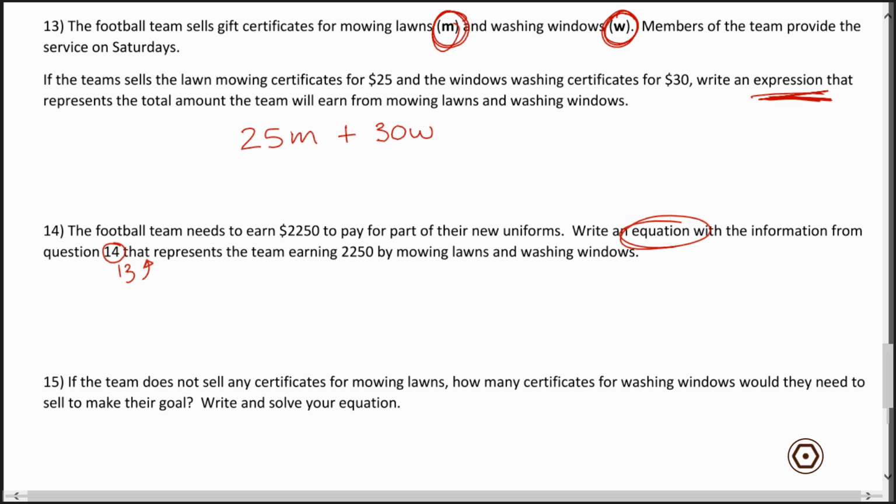Big difference between an expression and an equation. An equation has an equal sign, an expression does not. So I'm going to rewrite the expression from the previous question, right? 25M plus 30W, and that equals $2,250. So this is an equation, right? And the thing about it that's a little frustrating is there's lots of values of M and W that could provide solutions. But that's all we were supposed to do in this part. Just write the equation. We're done with that.